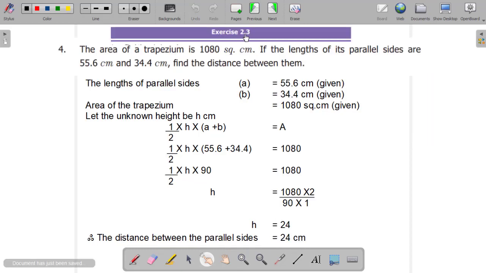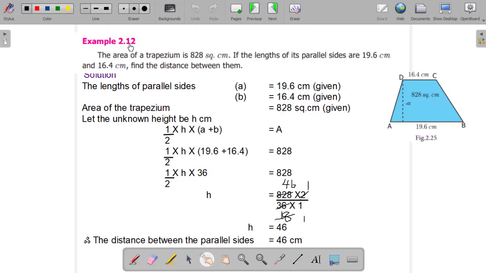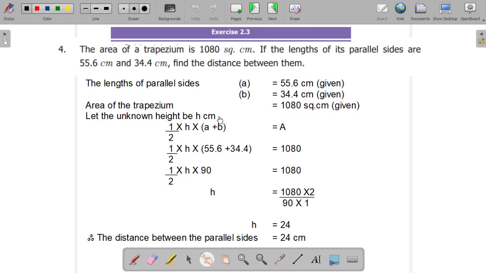In exercise 2.3, problem number 4 is also the same as the previous sum, that is example 2.12. So you can easily compare the steps and try to understand.